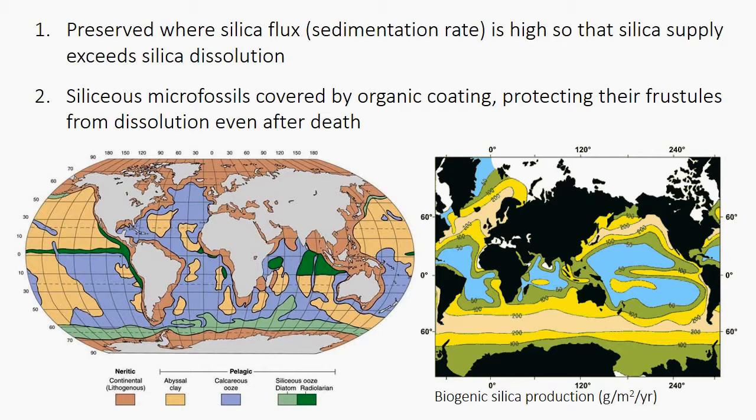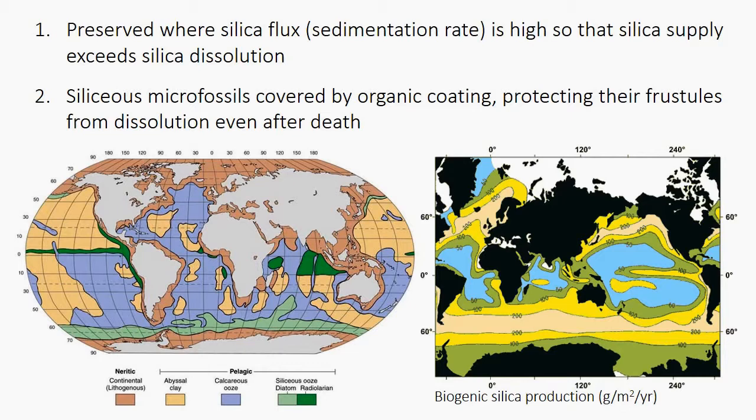The preservation of silica, even though it's undersaturated, is analogous to the lysocline and the CCD for carbonates. If you remember, calcium carbonate can be preserved in the sediment below the lysocline. The lysocline is where it's undersaturated. So even though the bottom water is undersaturated, you can still preserve calcium carbonate above the CCD at least, as long as the sedimentation exceeds the dissolution. So the same thing applies for silica.